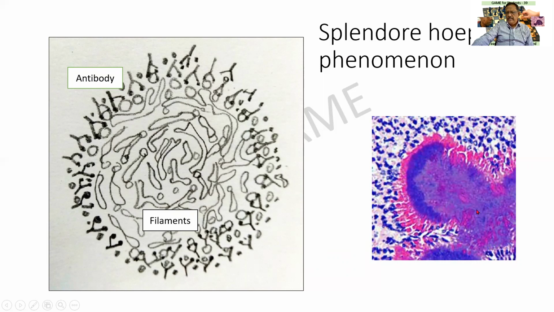Here it is a tangled mass of filaments. I am not able to find out the individual filaments, but towards the periphery there is a pinkish zone that is covering almost the entire one. This is supposed to be antigen antibody complex, and this is called the Splendore-Hoeppli phenomenon. Externally there are the inflammatory infiltrates.